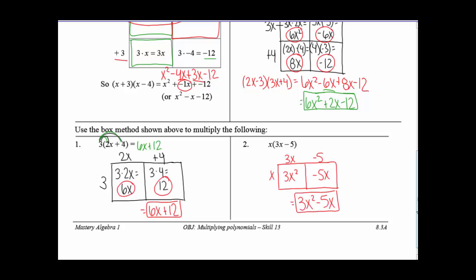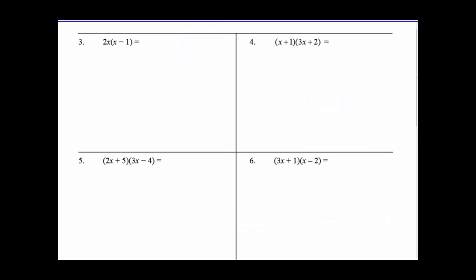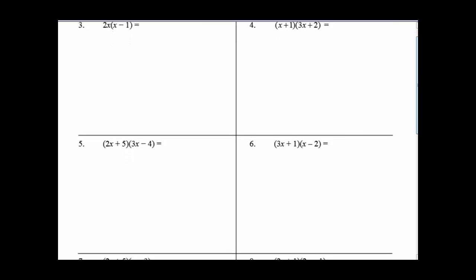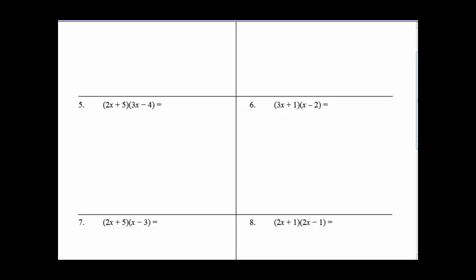All right, so for number 2, you should have gotten 3x squared minus 5x. I'm going to walk you through a few more examples on the next page. If we skip down to number 6, once again we have a binomial times a binomial. They each have 2 terms, which means that I'm going to have a total of 4 boxes. So on the left-hand side, I'm going to have a 3x and a positive 1. And on the top, I'm going to have an x and a negative 2. Make sure you're being extra careful of those negative signs. They should stick with the number that they are attached to.